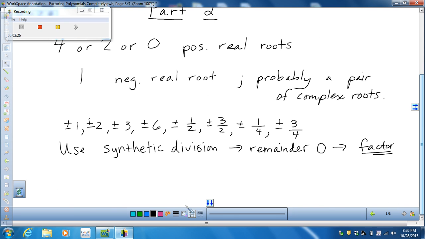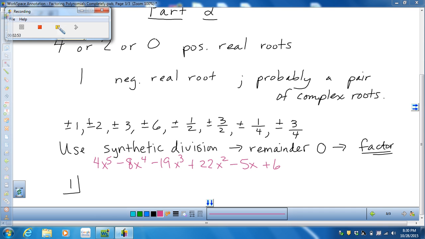And that's our whole goal, is to figure out which ones are factors. So the easiest thing to do is start with the easier ones. Is there anything easier than positive 1? Not really. So let's start with positive 1 and see if it works or not. So we're going to take 1 and put it in. Remember, our original equation was 4x to the 5th minus 8x to the 4th minus 19x cubed plus 22x squared minus 5x plus 6. So now we're ready to set up our synthetic division.